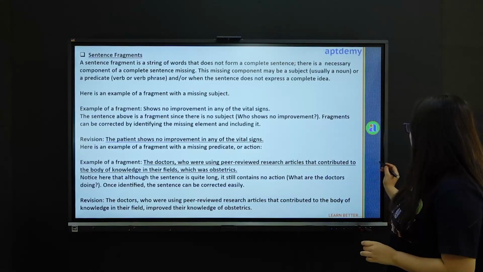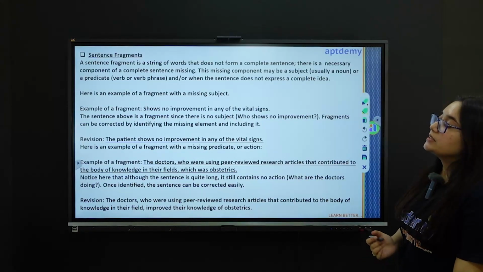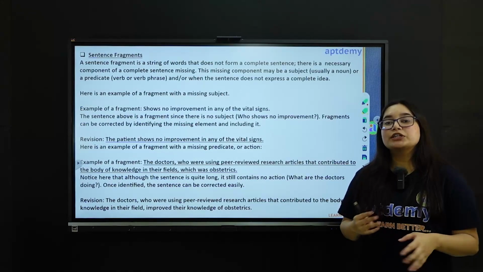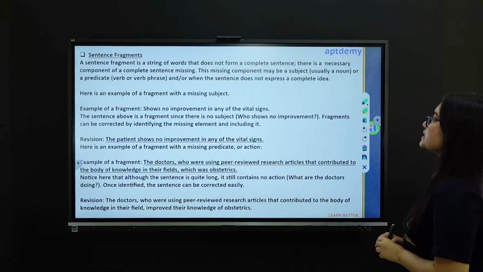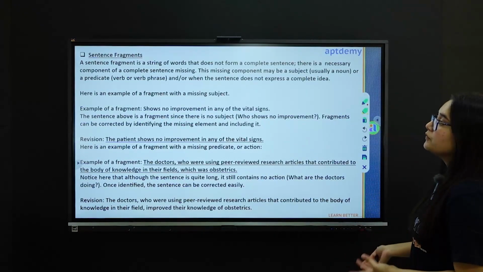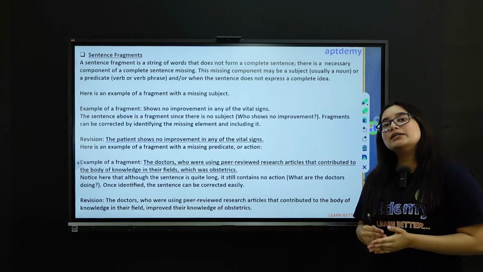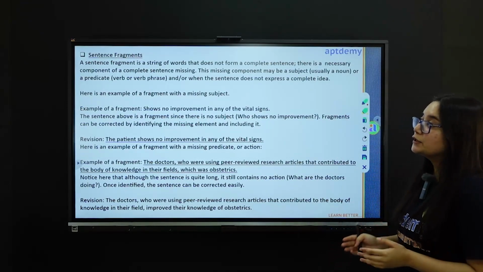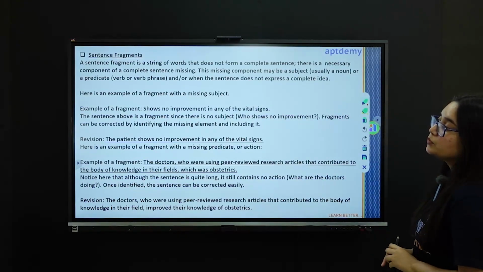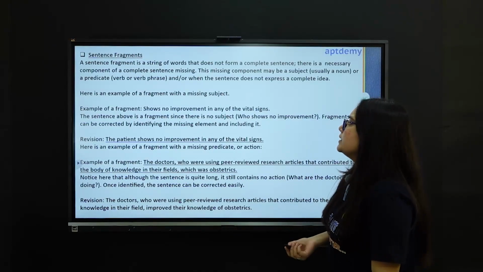Now, sentence fragments. What is a sentence fragment? A sentence fragment is a string of words that misses an important part of the sentence. It might be missing the subject, it might be missing a predicate, the verb or word phrase, or it might be an incomplete idea. So a DC can also be a fragment, a phrase can also be a fragment. So an example of a fragment would be: "shows no improvement in any of the vital signs." Who?